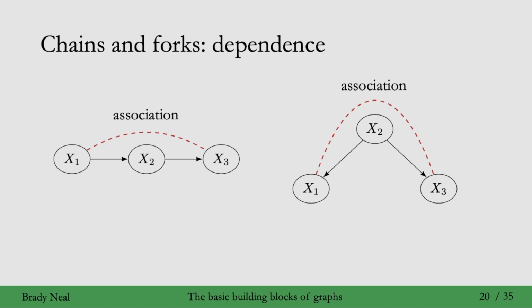So in both chains and forks, x1 and x3 are dependent. Another way of talking about that is that association flows along these paths between x1 and x3, or x3 and x1.